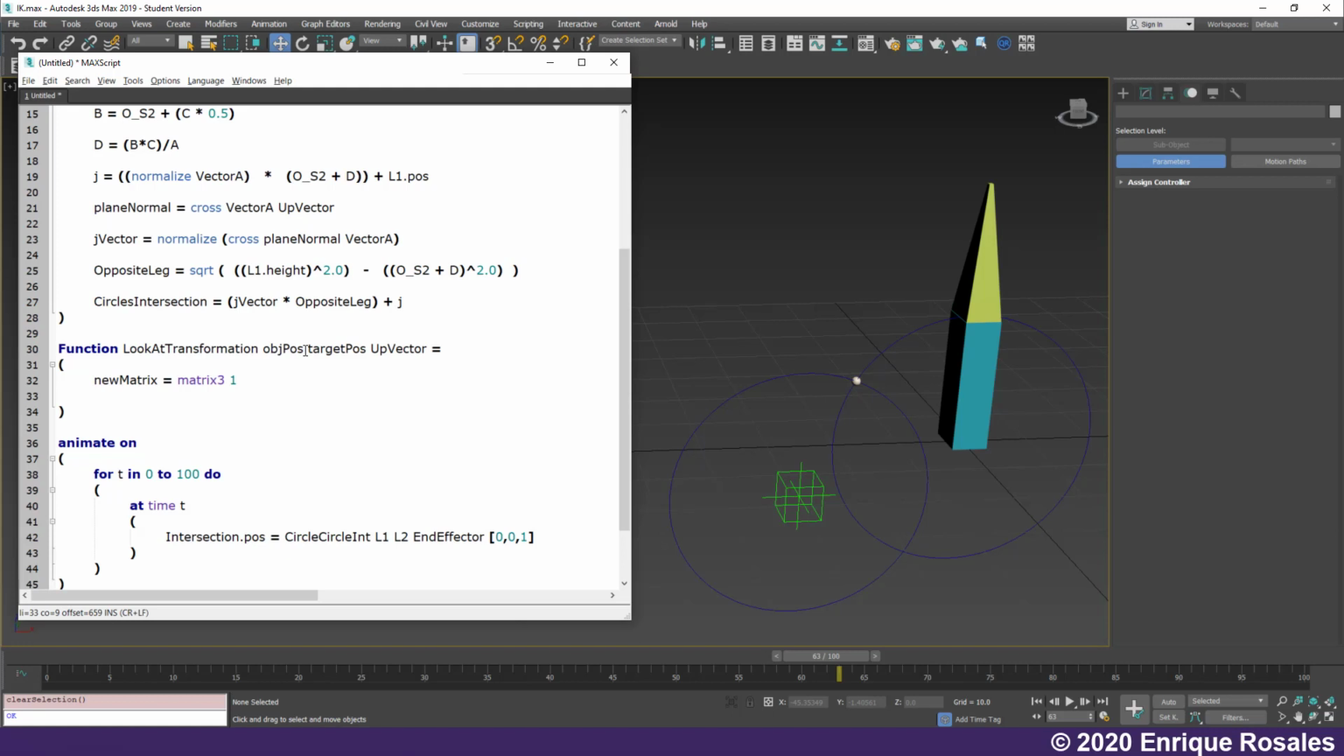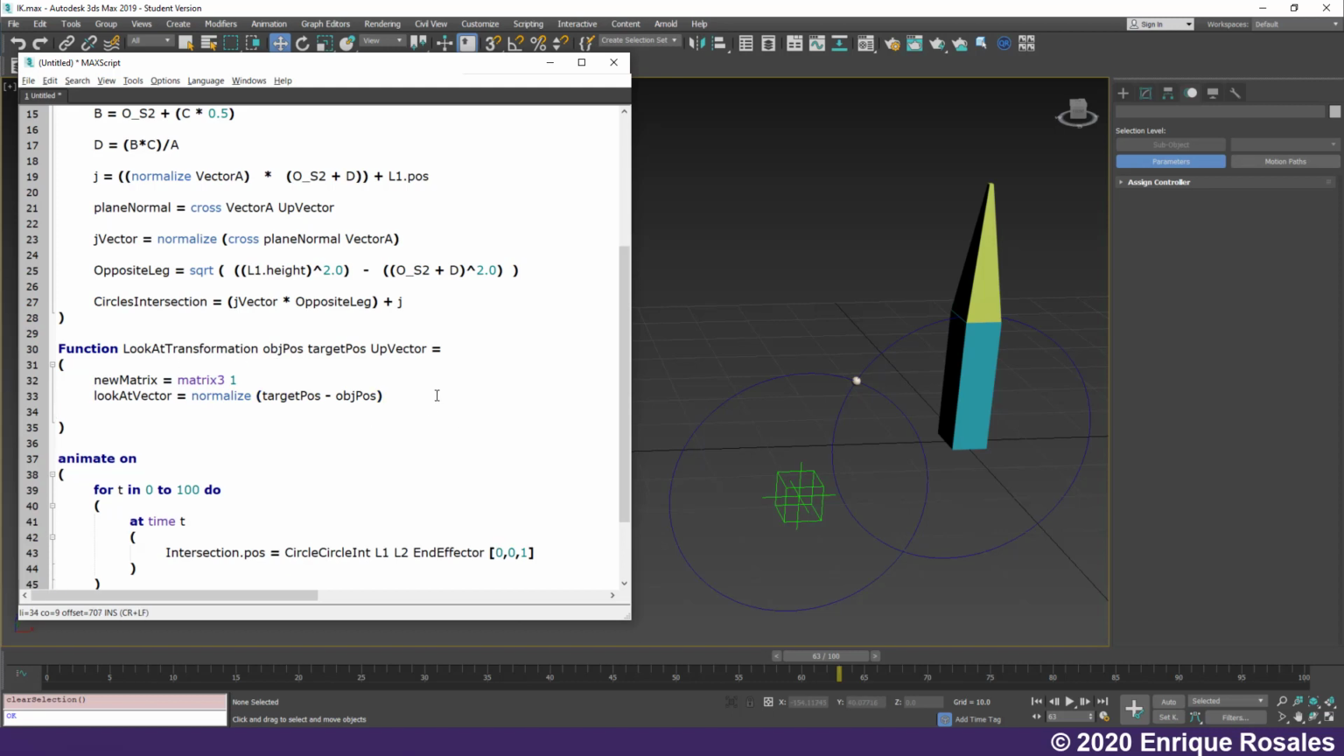Okay, so I will compute the lookup vector first, right? So the lookup vector is equal to the target position minus the obj pos, and we need to normalize this guy, right? Yeah. Okay. So the lookup vector is this guy normalized.